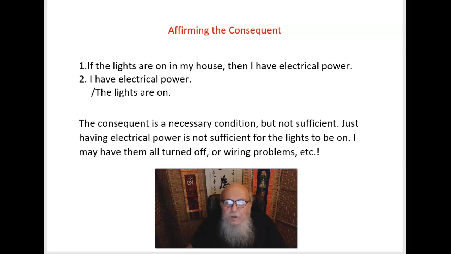Then there's affirming the consequent. If the lights are on in my house, then I have electrical power. I have electrical power, so the lights are on. Now, the consequent is a necessary condition, but it's not sufficient. Just because I have electrical power is not sufficient for the lights to be on. I may have them all turned off, or I may have wiring problems and so forth.